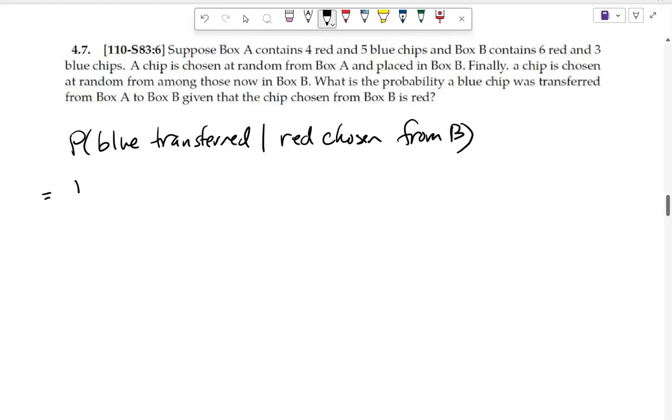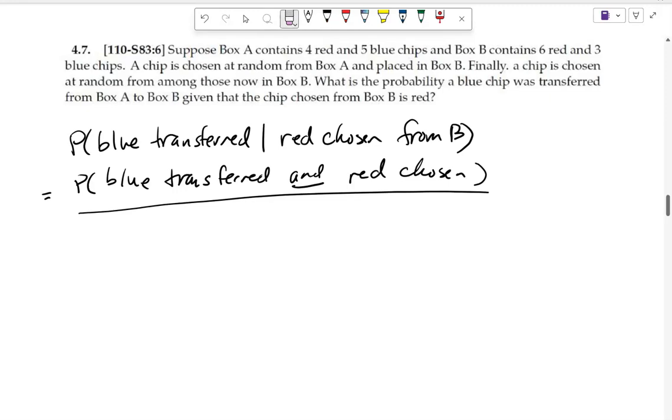All right. So again, the conditional probability is the probability of the intersection over the probability of the given. And then we flip around the top. How do we rewrite the top in terms of a conditional probability? Probability of blue transfer and probability of red chosen given blue transfer. Good.